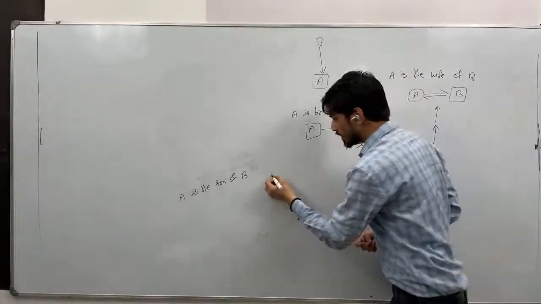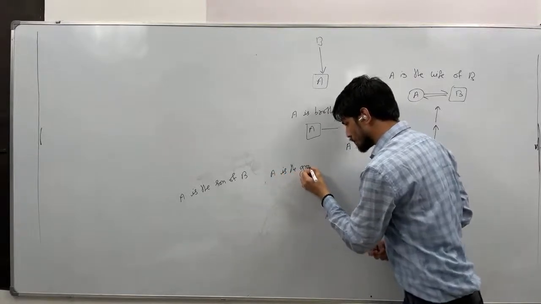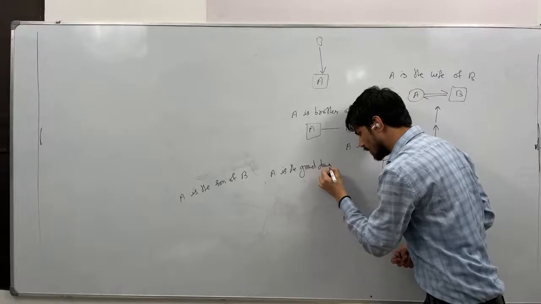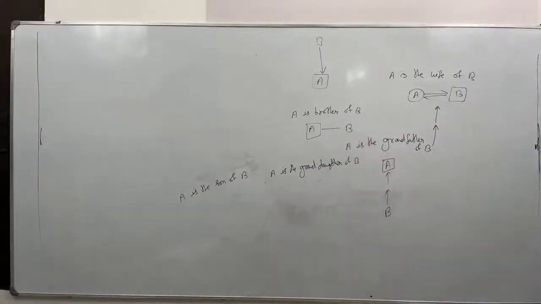Next, say A is the granddaughter of B. A is the granddaughter of B. Try this. How will you represent this one in tree diagram? A is granddaughter of B. Try this one.